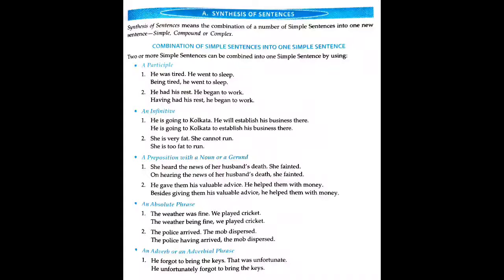"Lord Nelson died at sea. He was the hero of the Battle of Trafalgar." So, Lord Nelson, the hero of the Battle of Trafalgar, they refer to the same person. Yes, he was the hero in that battle and he died also. "Lord Nelson, the hero of the Battle of Trafalgar, died at sea." Only one verb, died, so this is also a simple sentence. So we have got three: participle, infinitive, noun or phrase in apposition.